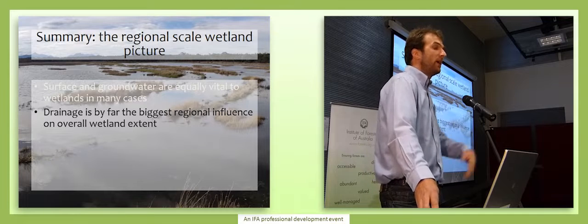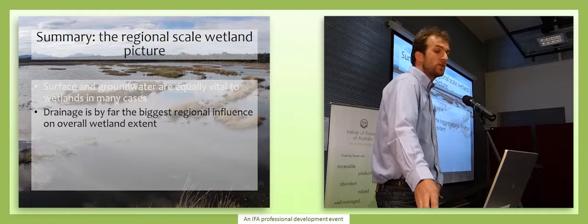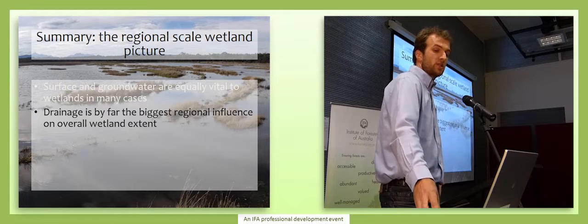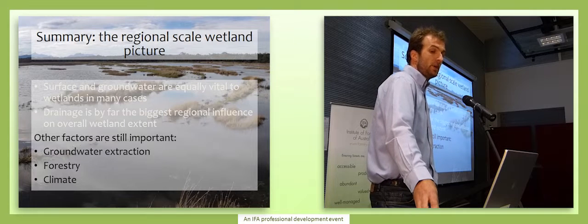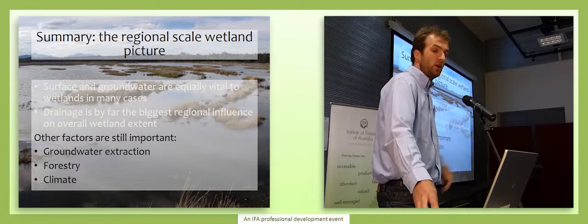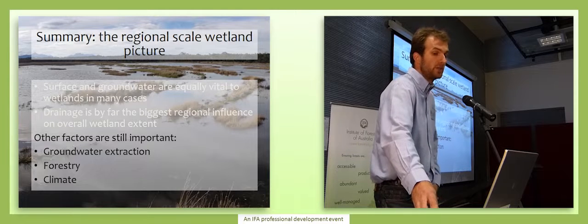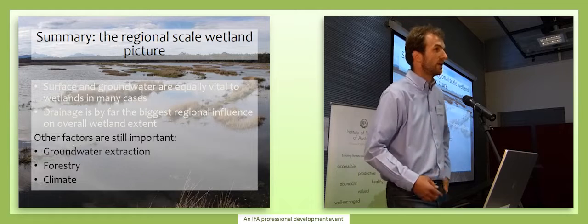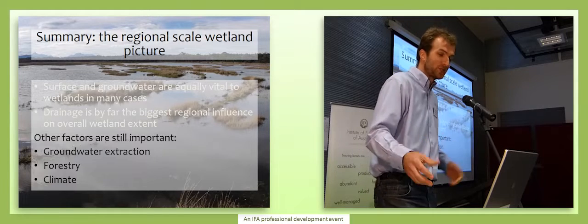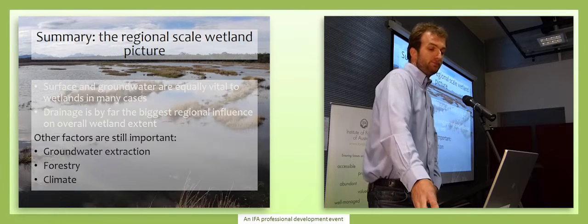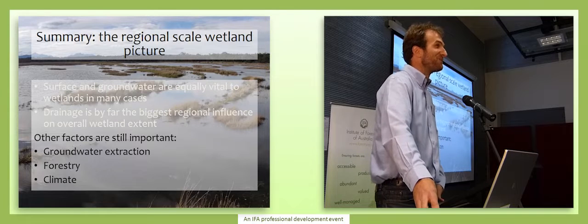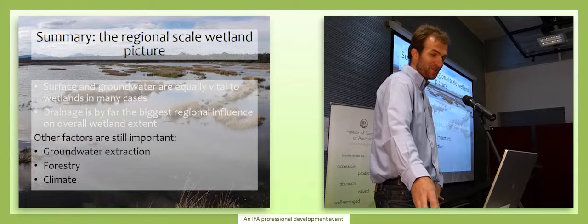Drainage has by far, as you have seen, been the biggest regional influence on wetland extent at that big picture scale. But there are other factors that are important, and they were highlighted as we looked at this. And the one I haven't mentioned, but Jeff touched on, is climate, and this, of course, is the one that confounds everything when we're trying to work out what's going on. Mother Nature just doesn't deliver the rainfall conveniently for our experiments, unfortunately.